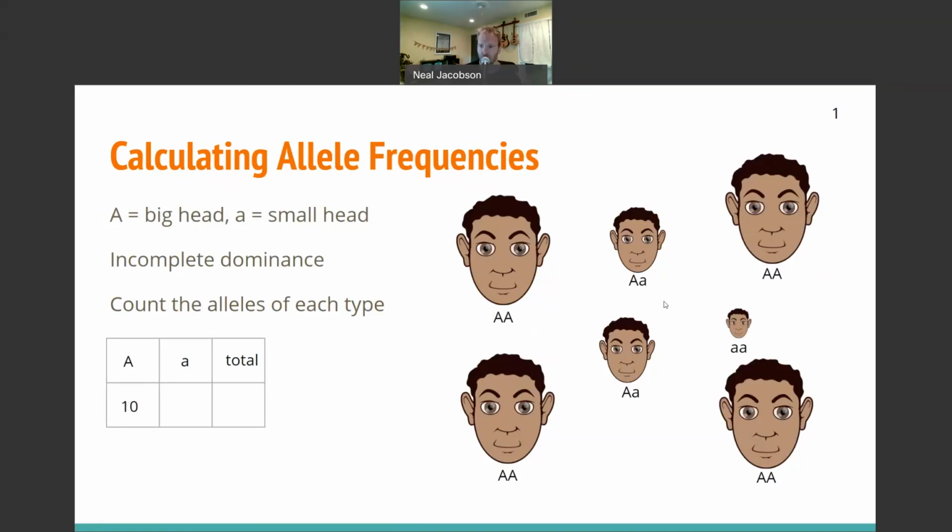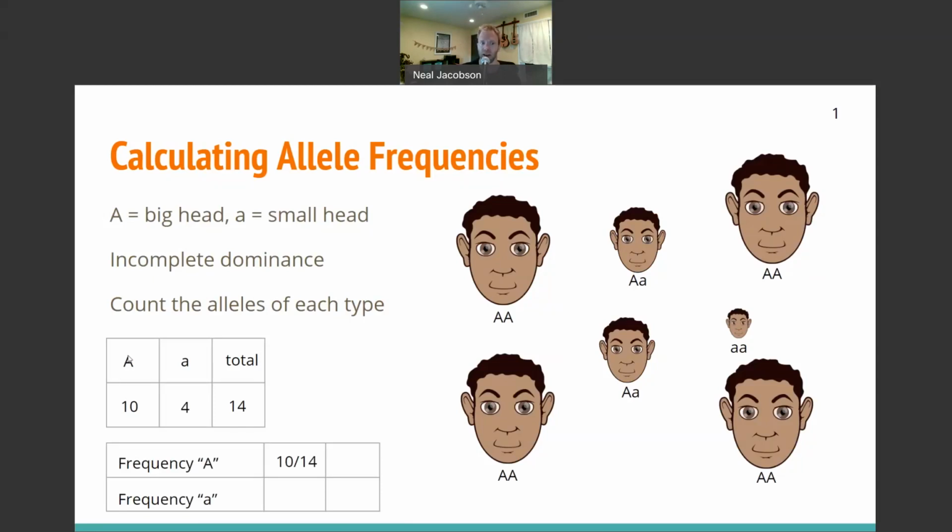Then I count all the little a alleles. And I know that the little head person has 2. Heterozygotes have 1, so that's 2 plus 1 is 3 plus 1 is 4. So I have 4 little a's for a total of 14. So if I'm calculating the allele frequency of big A, I simply take 10, which is the number of times that A appears in the population, and divide it by the total number of alleles, which is 14.